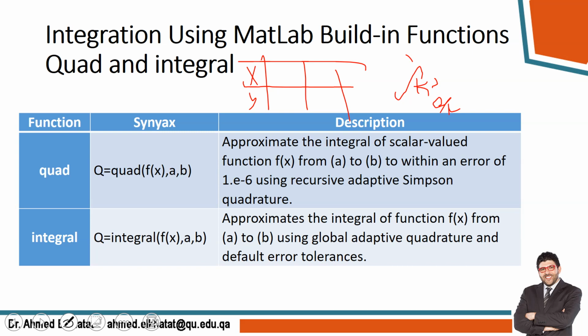So we have two built-in functions here. The first one is quad(f(x), a, b), where the limits are a and b, and the other function is integral(f(x), a, b). They are essentially the same, but they use different methods of integration. The quad uses adaptive Simpson quadrature, and the other one uses adaptive quadrature with a default error tolerance. So the only difference between them is the method of integration.